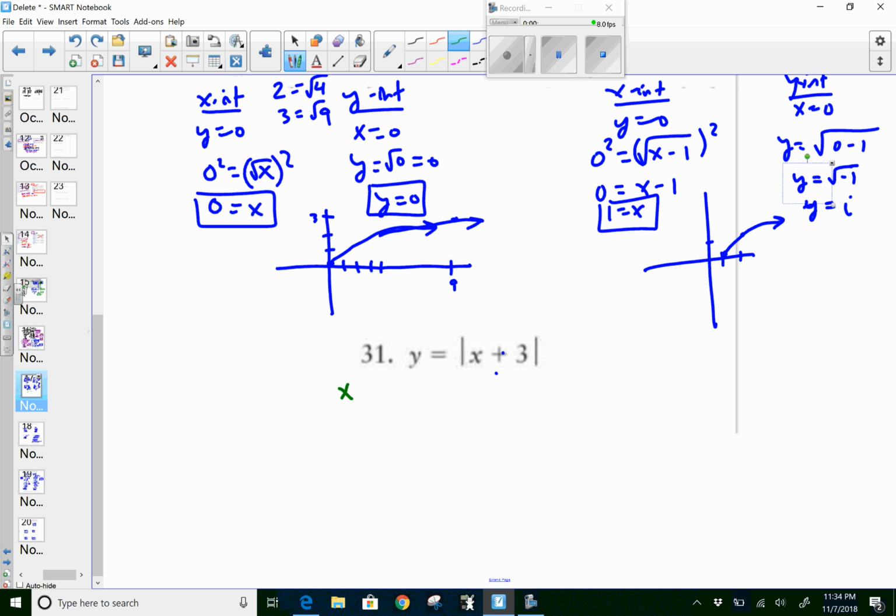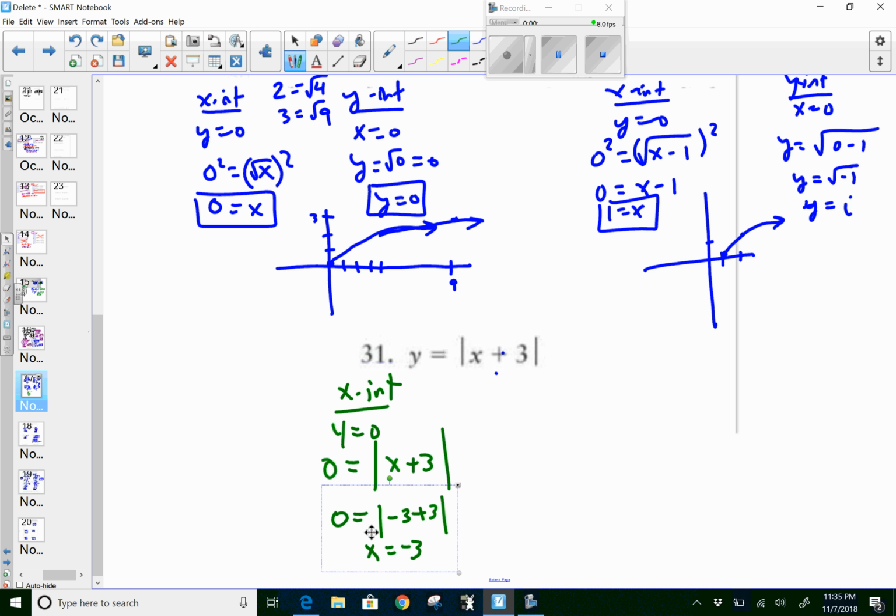So just like before, the x-intercept is where y equals 0. So wherever we see a y, we're plugging 0 in. So 0 is equal to the absolute value of x plus 3. So we have to find out what makes this true. If I take any number and plug it in, it has to give me 0. So the only number that makes sense is -3. So the absolute value of -3 plus 3 is equal to 0. So x is equal to -3. Yeah, so that is the x-intercept.